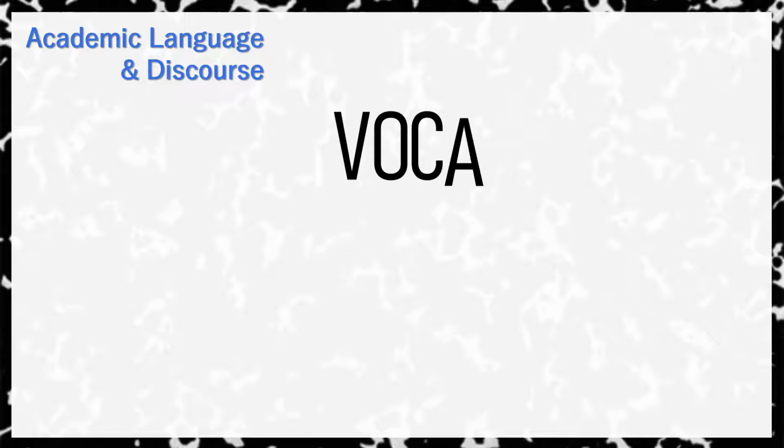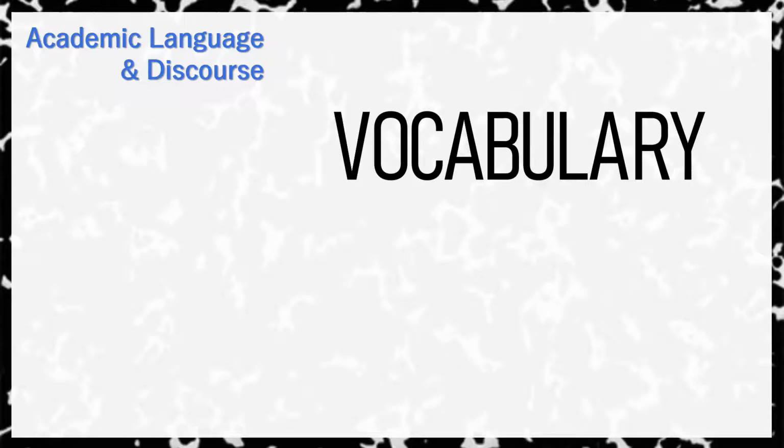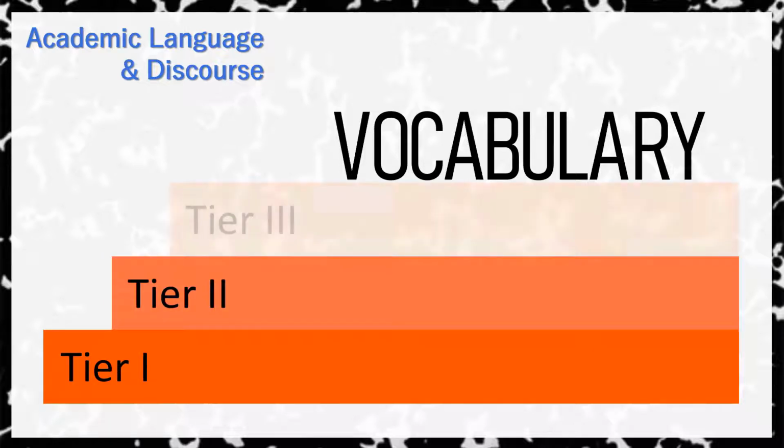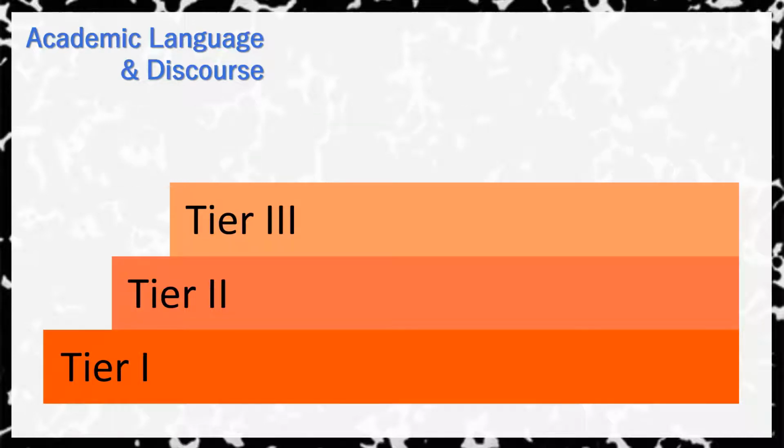When we think about academic language, we usually first think about vocabulary. Vocabulary is categorized into 3 levels: Tier 1, Tier 2, and Tier 3. It's important that we understand the distinctions between them so that we can best support our students in developing them.